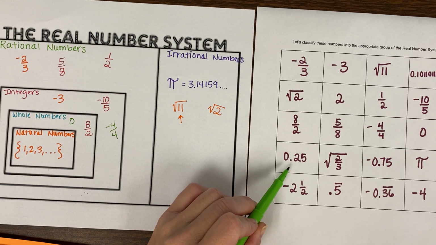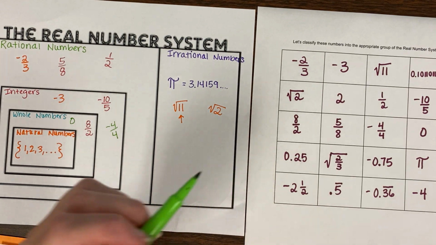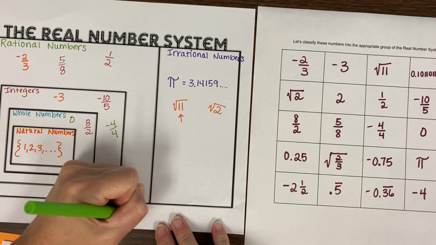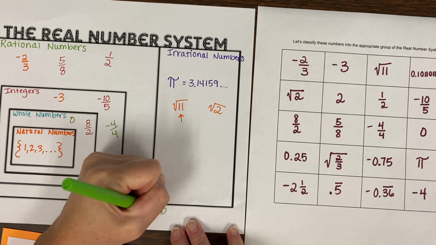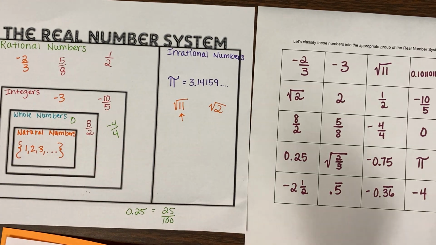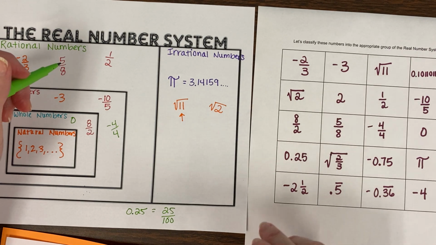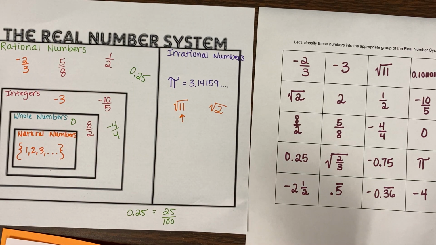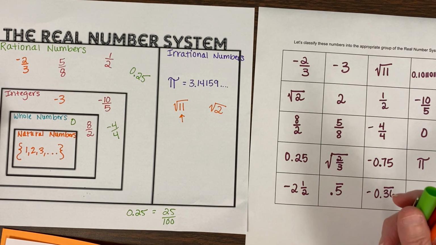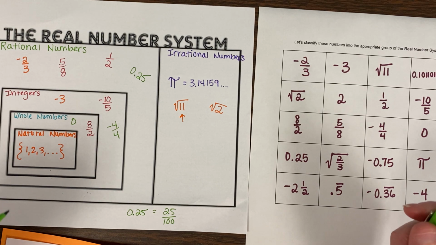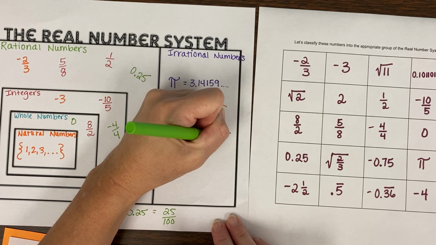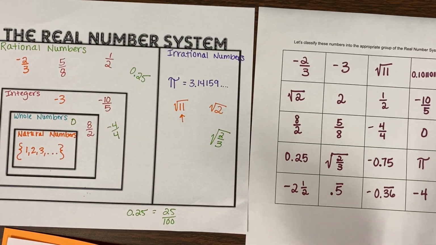0.25. I can write 0.25 as 25 hundredths, right? If you say it, you can hear it. Let's write that for a second just to see. 0.25 is the same as 25 hundredths. So that definitely belongs in the rational numbers. Not an integer, a whole number, of course. Square root of 2/3. You would type in 2 divided by 3 and then hit the square root button. That belongs over here in the irrational number category.